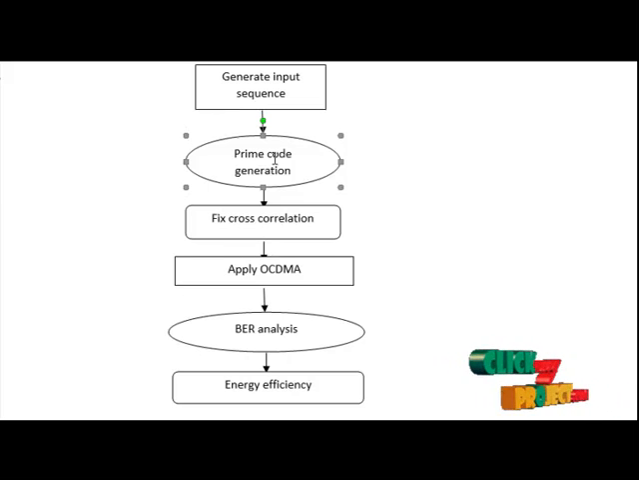Each user can use any one group of the double weight codes, whereas in the existing system the user can use only one group of the weight codes. Then the next step is the cross correlation method. First we are going to fix the cross correlation. Before that, let us learn about correlation.